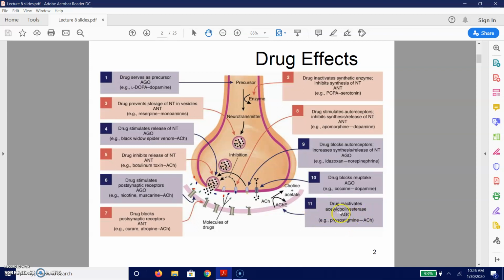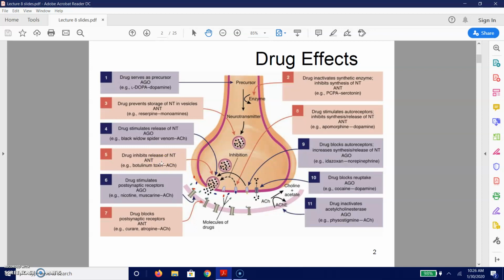Now let's talk about some of the antagonistic functions. So remember that an antagonist is anything that inhibits neurotransmitter production or release. So we have drugs like reserpine, which we'll talk about later, that prevent storage of neurotransmitters in vesicles. If they can't get stored, they can't get released. As such, it's an antagonist.